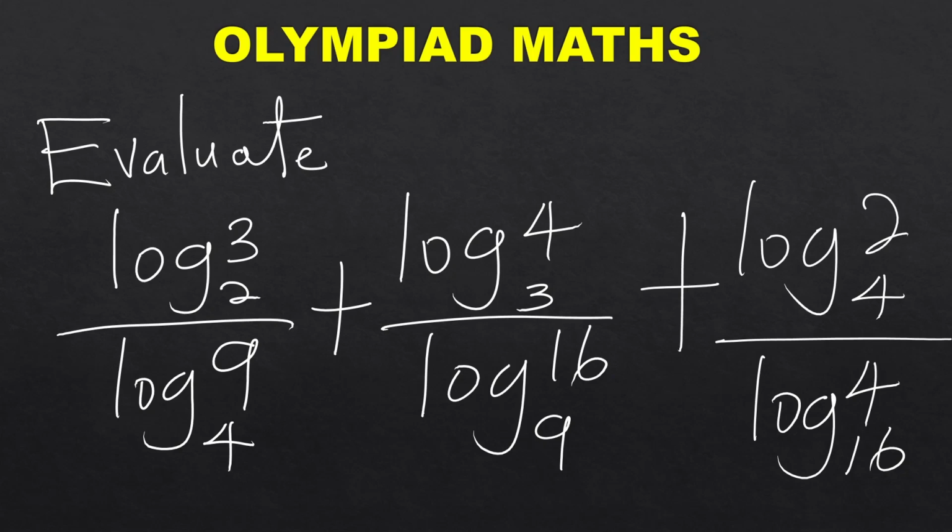Welcome to Maths Olympiad class, and this is another special logarithms problem. Let us see how best we can break all of them down and find the value. Evaluate log 3 base 2 all over log 9 base 4, plus log 4 base 3 all over log 16 base 9, plus log 2 base 4 all over log 4 base 16.